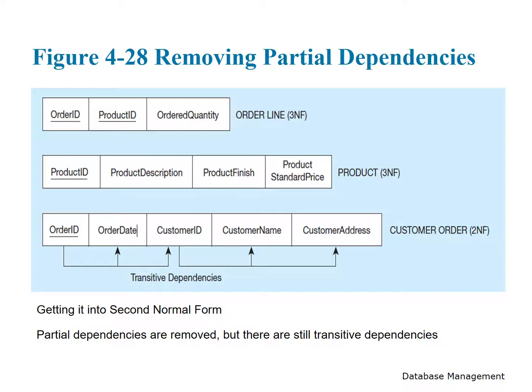By the definition, there can be a partial dependency in such a relation. No non-key attribute exists in the relation, since all of the attributes in the relation are components of the primary key. There are no functional dependencies in such a relation. Every non-key attribute is functionally dependent on the full set of primary key attributes. For example, the attribute order quantity in the order line relation in figure 4-28.